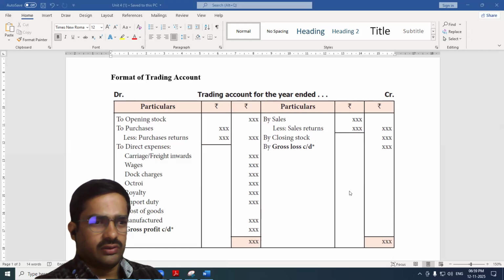After recording these, we are going to make a total. The credit side is the income, the debit side is the expenditure. If the expenses are more compared to income, it's a gross loss. If the income is more compared to expenses, then it's a gross profit.